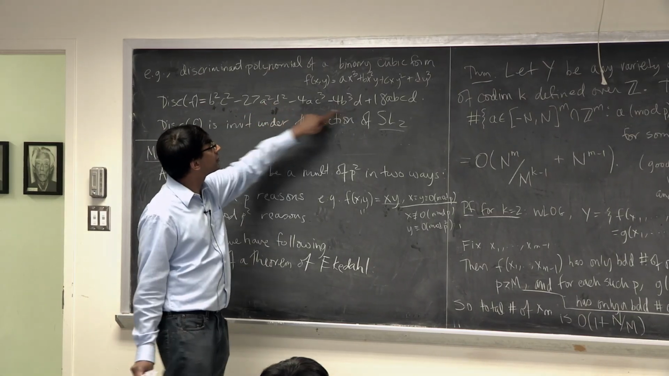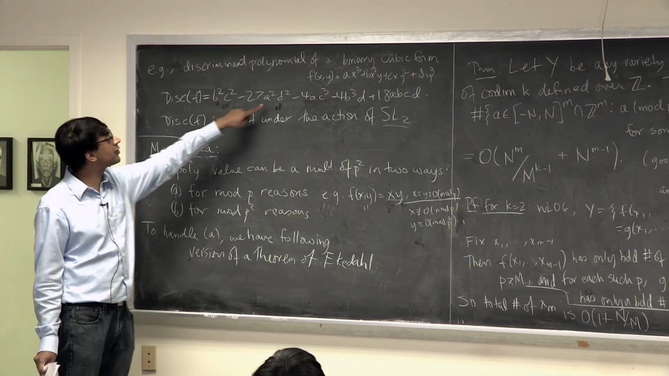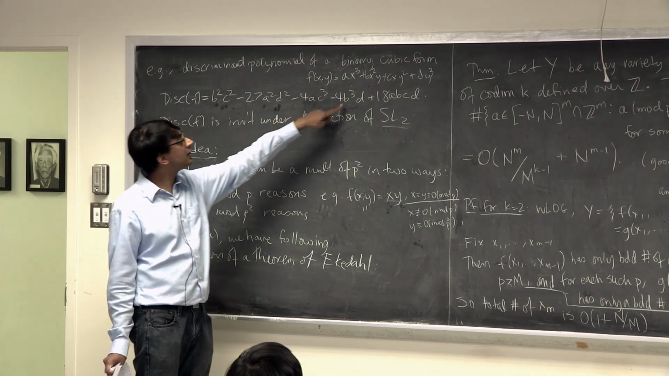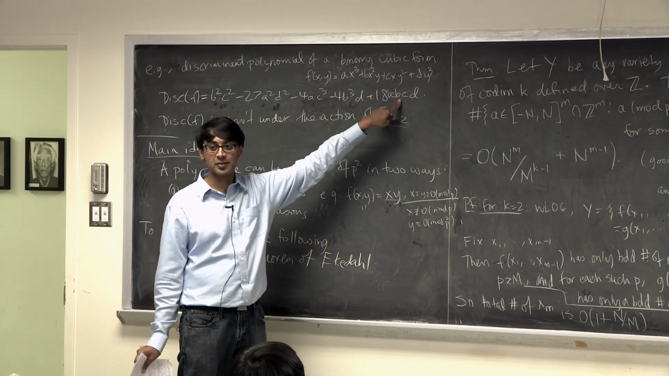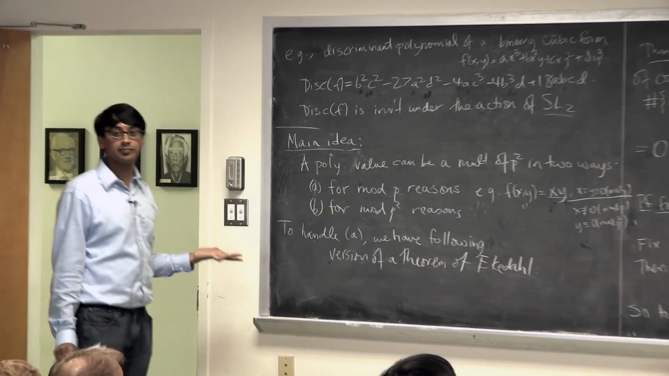So for example, then every term will become, you can see, a multiple of p squared. If p divides c, that's a multiple of p squared. If p squared divides d, that's a multiple of p squared. And it's really happening for mod p squared reasons there, so we have to handle that.